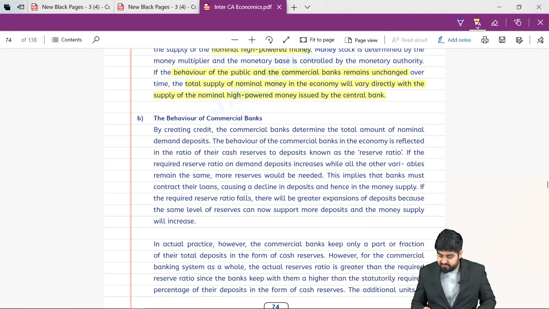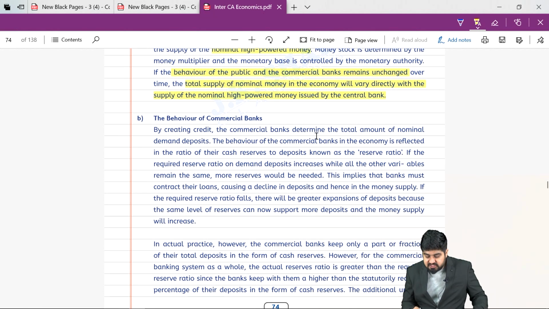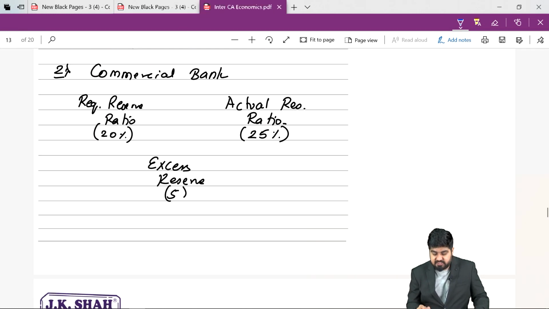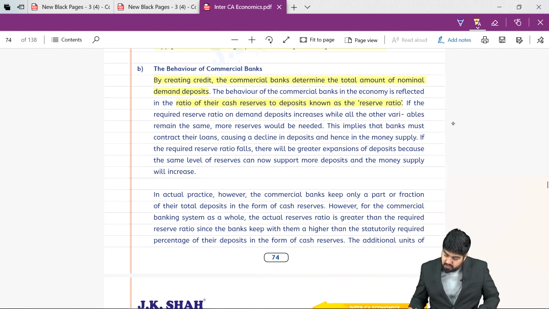Next one is nothing but behavior of commercial banks. Let's have a look at it. So by creating credit, the commercial banks determine the total amount of nominal demand deposits. It is reflected in the ratio of their cash reserves to the deposit, which is known as reserve ratio. We have understood this. We have called this as required reserve ratio. Yes or no? All right.